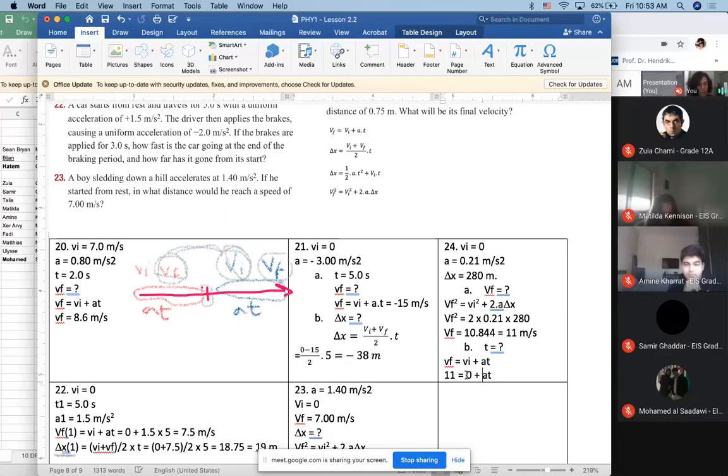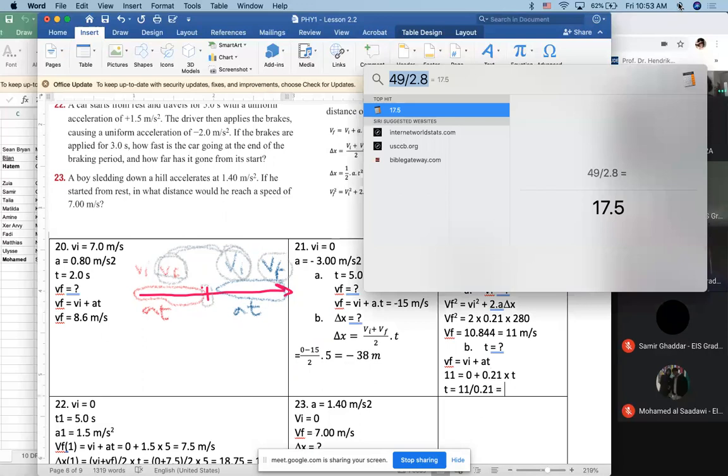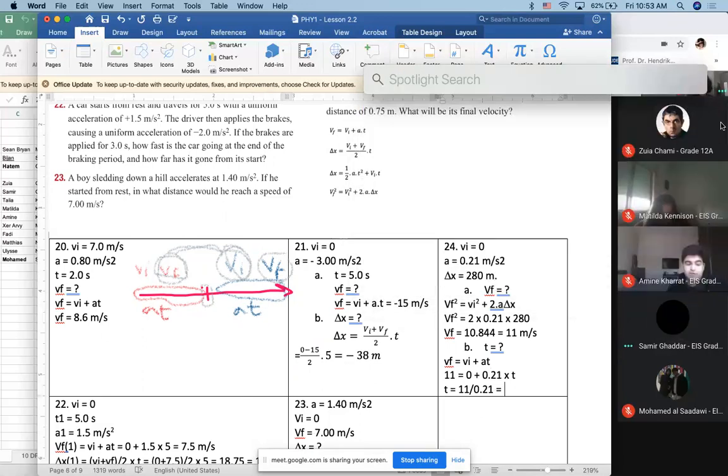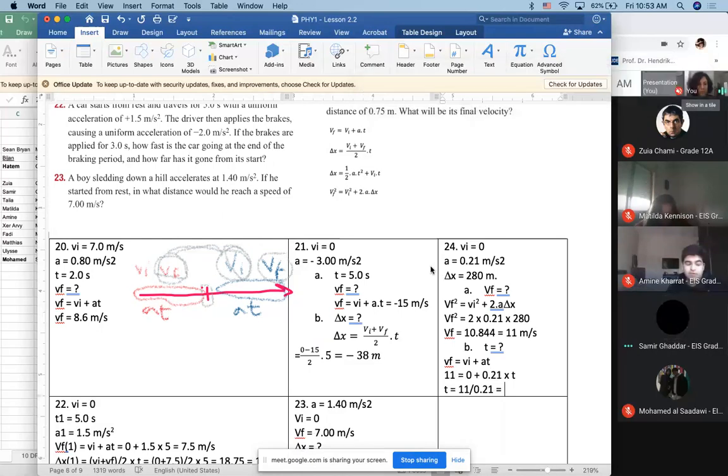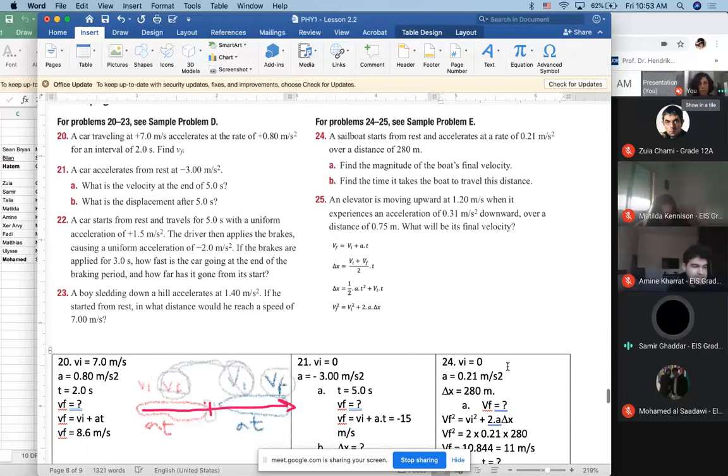I'm gonna write 0.21 times time, and I'm gonna find time is equal to 11 divided by 0.21. Do you think I wait for Samir? I'm here. Okay. 11 divided by 0.21. Always have a calculator ready, okay? 52.38, so 52.4. 52.38. I want 2 sig figs, so it's gonna be 52. Okay? Thank you so much.